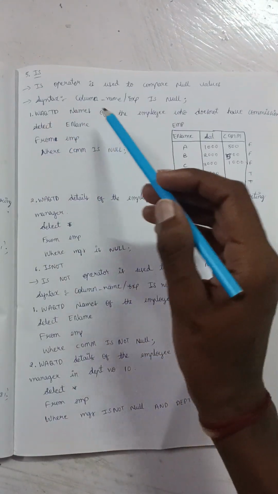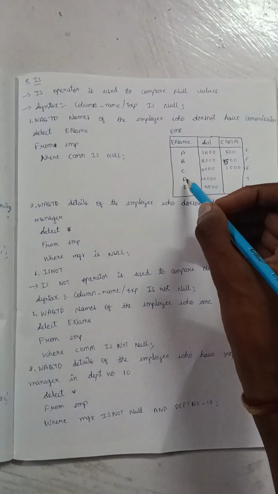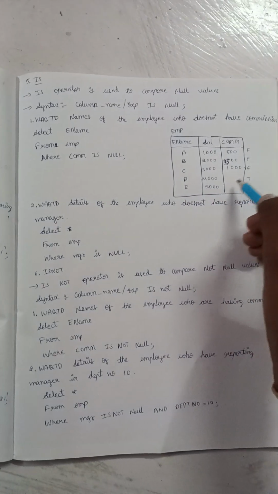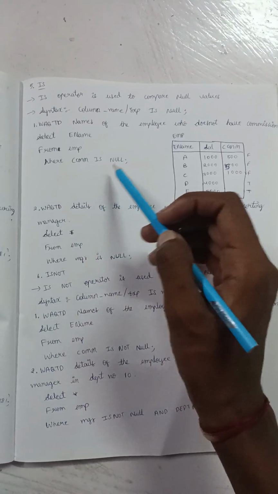Write a query to display names of the employees who do not have commission. Here D and E are not having any commission. So: SELECT ename FROM EMP WHERE commission IS NULL.